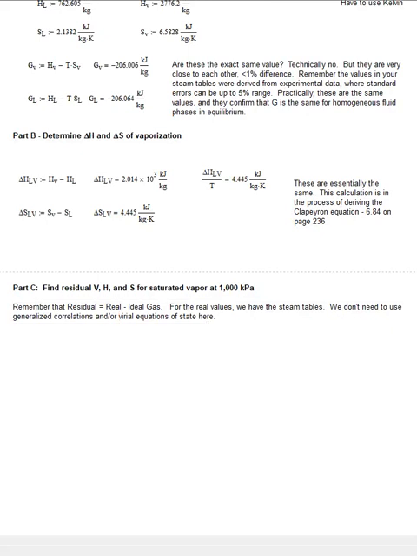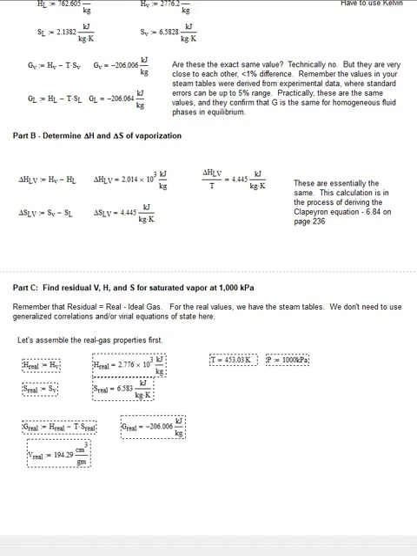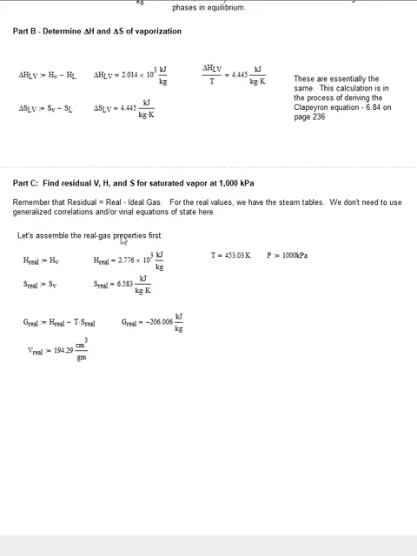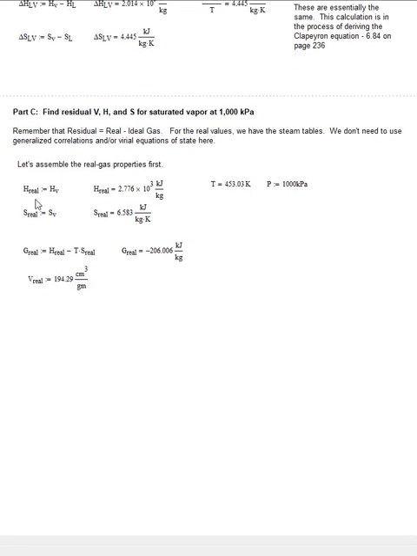So let's assemble the real properties first, and again, these are just looking up values in the steam tables. I'm just going to copy those again. We've already got them up here, but I'm going to rename them as real, just so our residual calculation is a little more plain. I don't think we actually need this, but I even calculated the real Gibbs free energy up there. And then I also added in the real volume. This is the real specific volume of the saturated vapor at 1,000 kilopascals. So we've got all our real values.